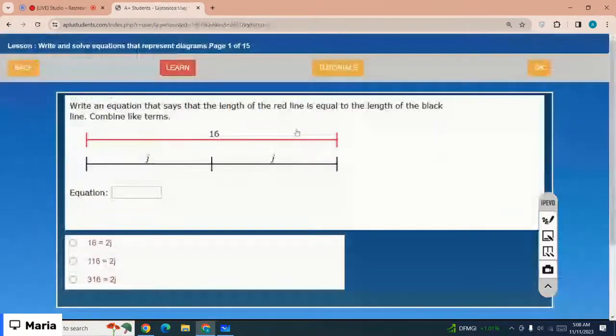Write an equation that says the length of the red line is equal to the length of the black line. The length of the red line is 16. Now look at the black line. The black line has two segments, j and j. They both are like variables, so you can collect them. It would be 2j. So that would be 2j equals 16. Option number 1 is the correct option. It is 2j equals 16.